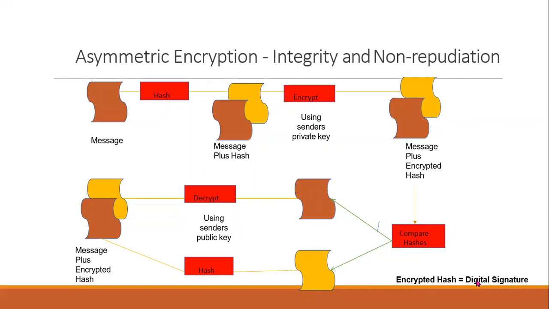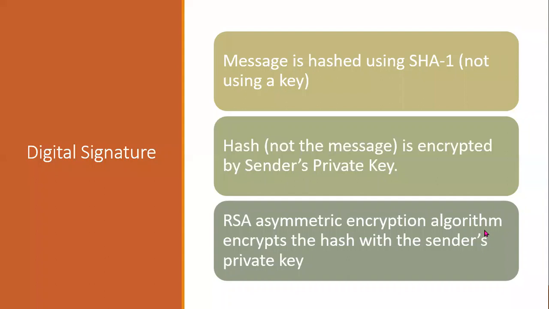An encrypted hash is the same as a digital signature. With a digital signature, a message is hashed using SHA-1 rather than using a key. And it's the hash rather than the message that is encrypted by the sender's private key, as we've just seen previously. RSA, an asymmetric encryption algorithm, also encrypts the hash with the sender's private key. So the message is hashed using SHA-1, and then RSA encrypts the hash itself with the sender's private key.